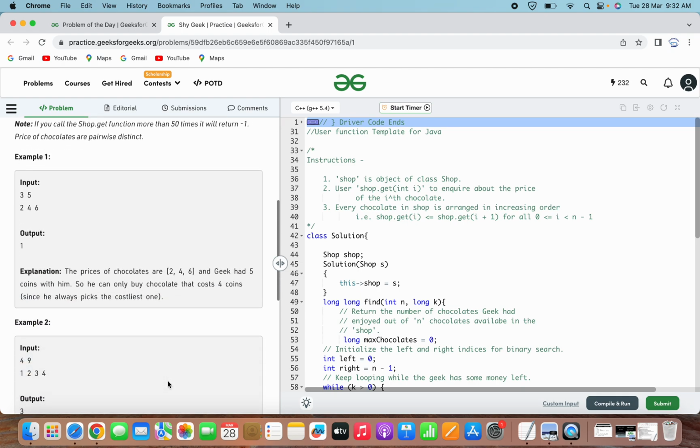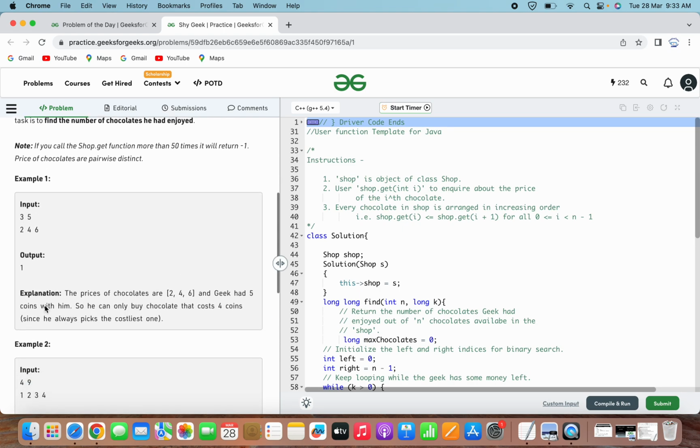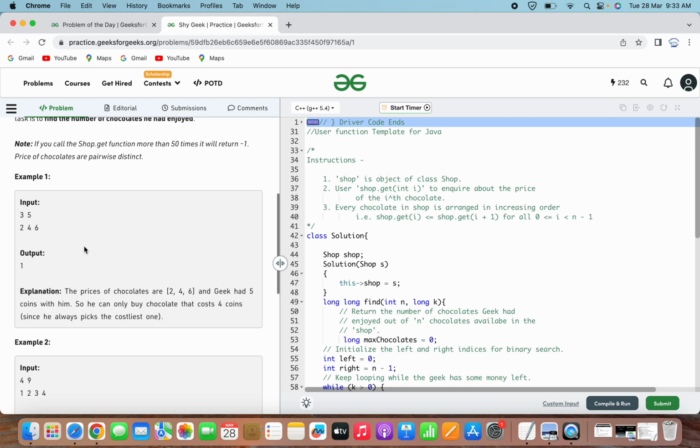Let's go through and understand the given examples. Here the first example is n equal to 3 and k equal to 5. So here 3 chocolates are there and Geek has 5 coins in his pocket. The output is 1. The prices of the chocolates are 2, 4 and 6 and Geek had 5 coins with him. So he can only buy the chocolate that costs 4 coins, since he always picks the costliest ones. So here he can pick only one of these chocolates.